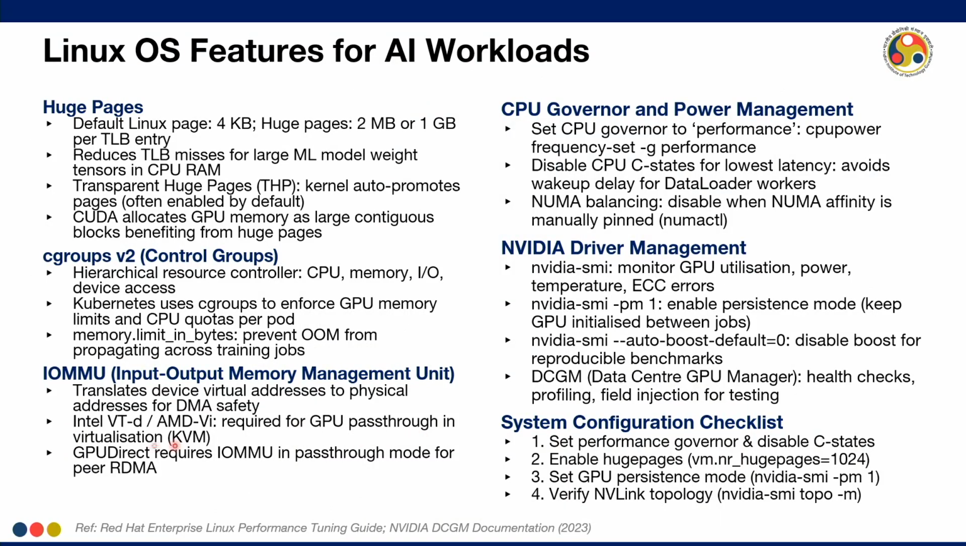Similarly, we have the IO memory management unit, right? Input output memory management unit, which translates device virtual addresses to physical addresses for DMA safety. So there are several settings required for GPU passthrough in virtualization. If we are using virtualized GPUs, in those cases the IOMMU in passthrough mode for peer-to-peer DMA will be required for this GPU direct access. Okay. So in these kinds of scenarios, these are the settings required to get the most out of the system that we are talking about here.